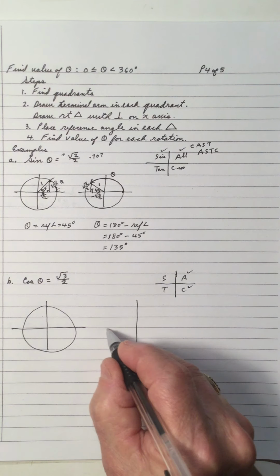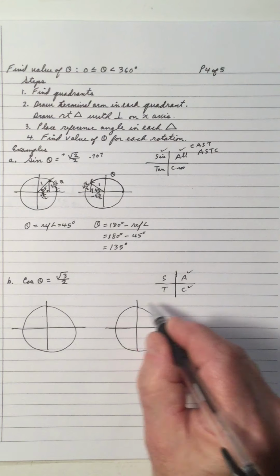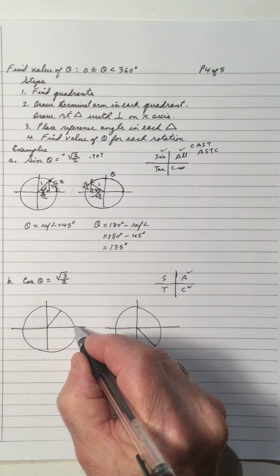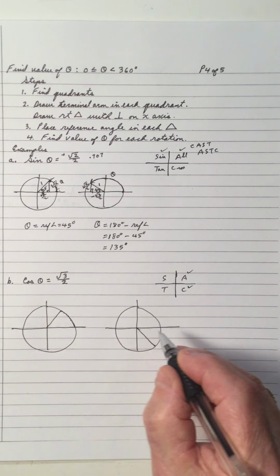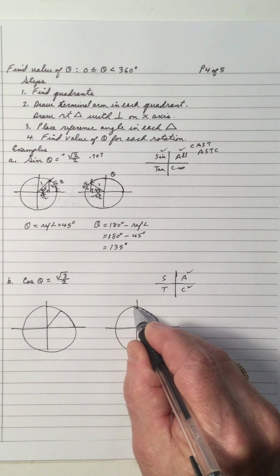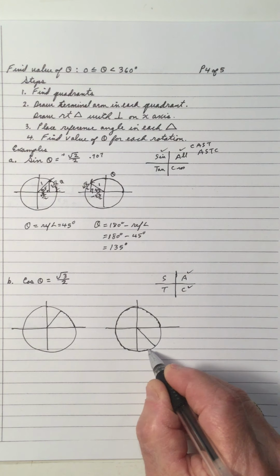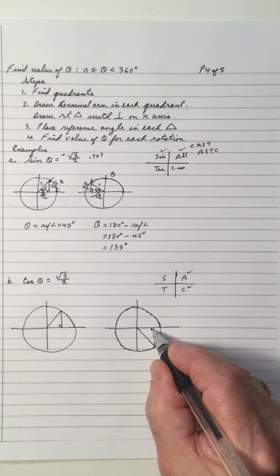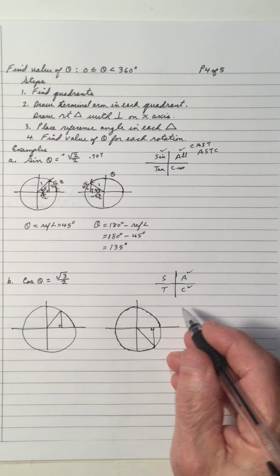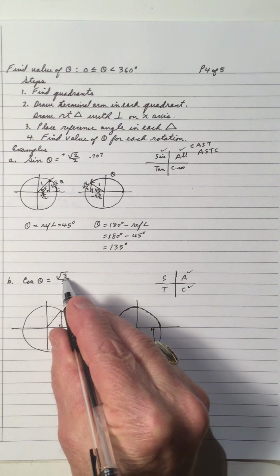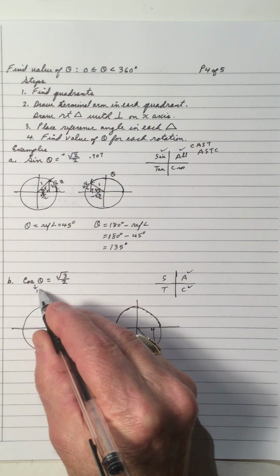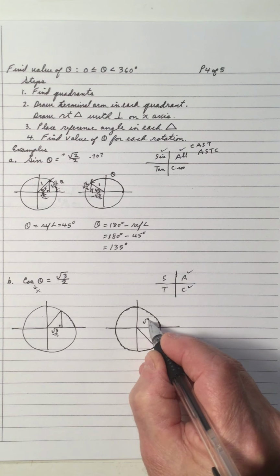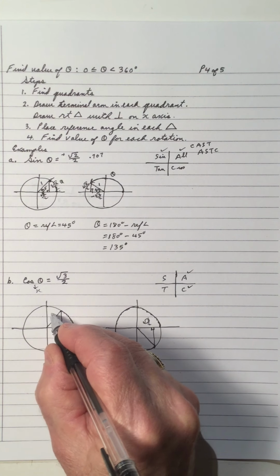So we have to draw the terminal arm in the first quadrant, and the terminal arm in the fourth quadrant. The rotation for theta is this far, and the rotation here is all the way around till we get to here. Drop a perpendicular to the x-axis, and now we have cos is root 3 over 2. Cos is the x, so the x is root 3 over 2 in each quadrant.